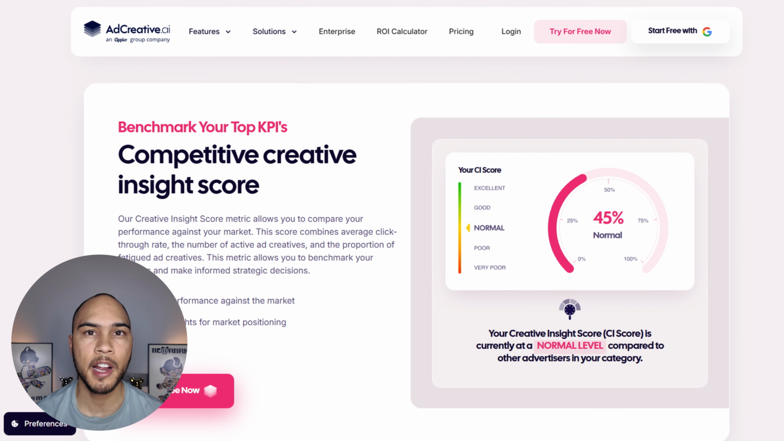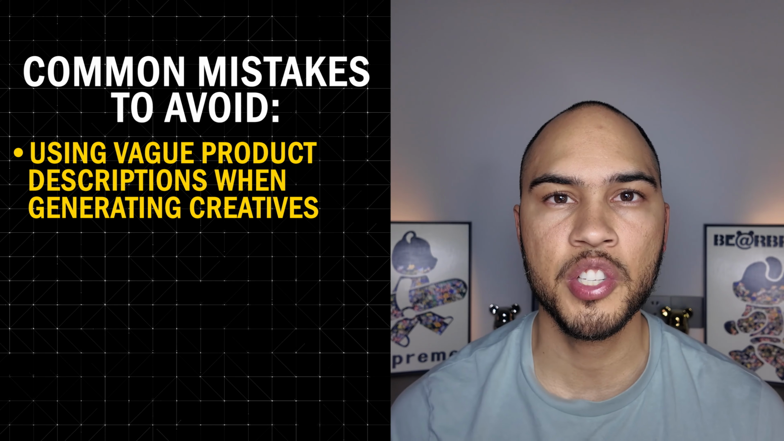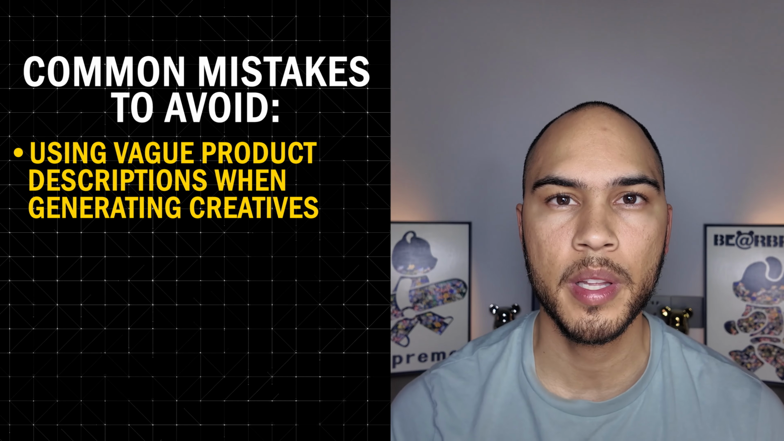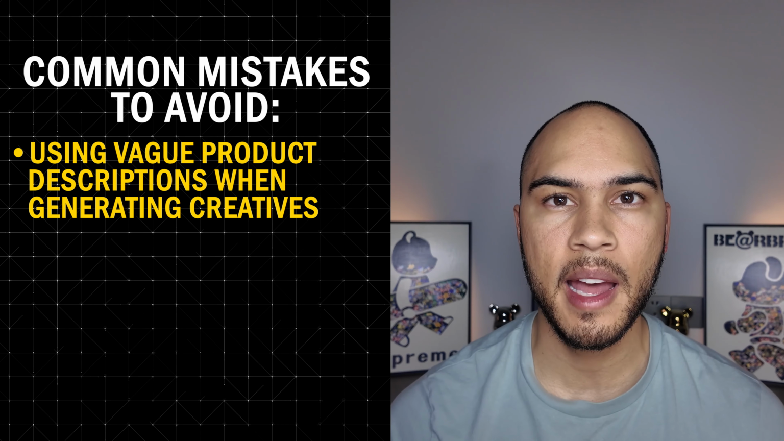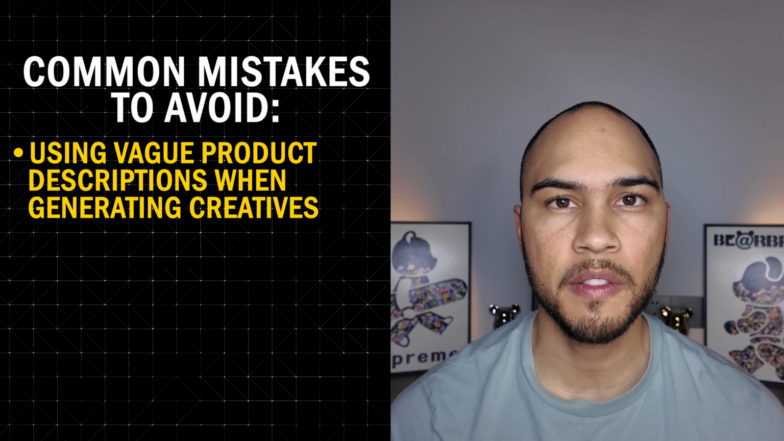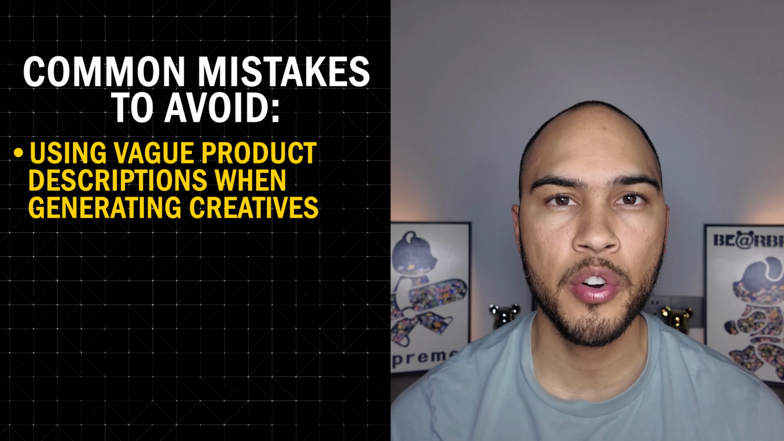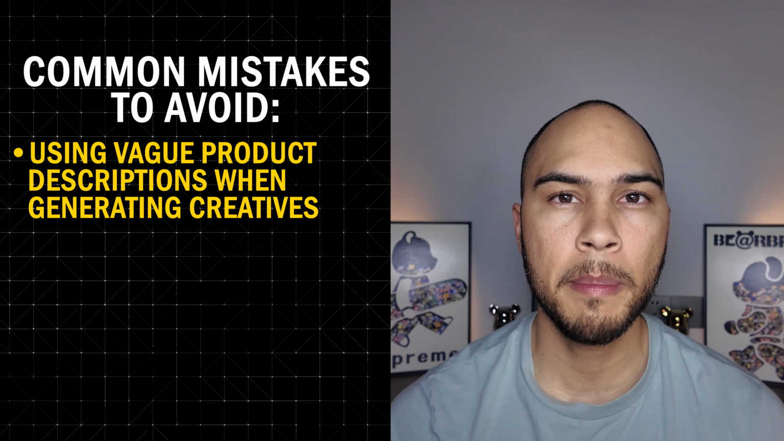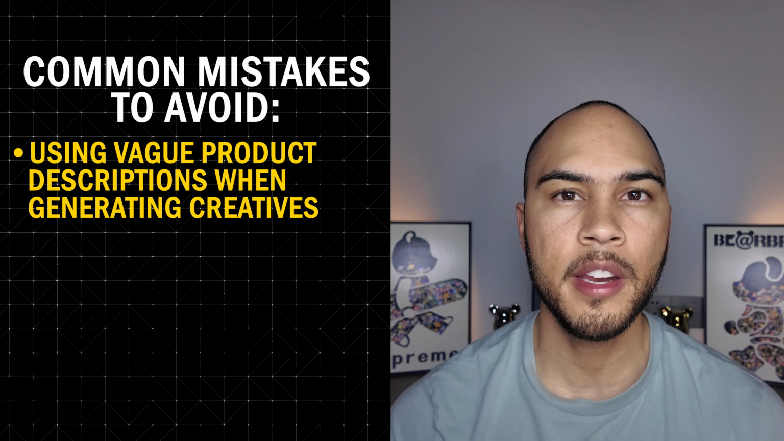Here are a few common mistakes to avoid. Using vague product descriptions when generating creatives. If your product description is generic, the AI or designer doesn't have anything concrete to work with. This usually results in bland ads that look like everything else in the feed and don't speak to a real pain point. What to do instead? Be specific and outcome focused.